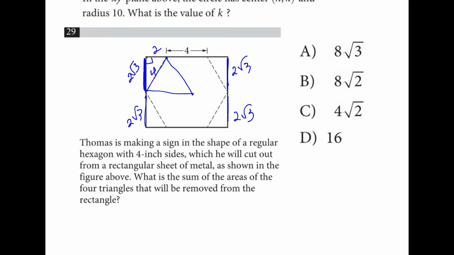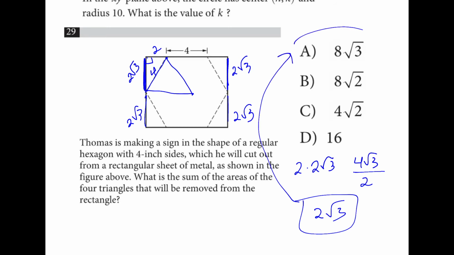They want to know the sum of the areas of the 4 triangles. So 2 times 2 root 3 is 4 root 3. I divide that by 2. 2 root 3 times 4 gives us our answer, 8 root 3.